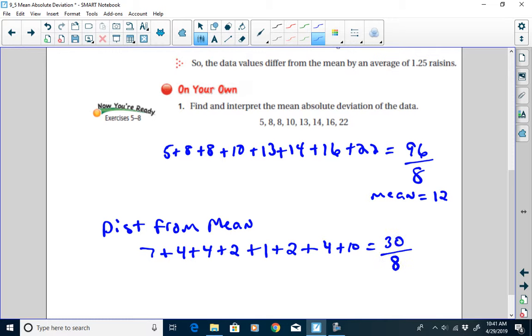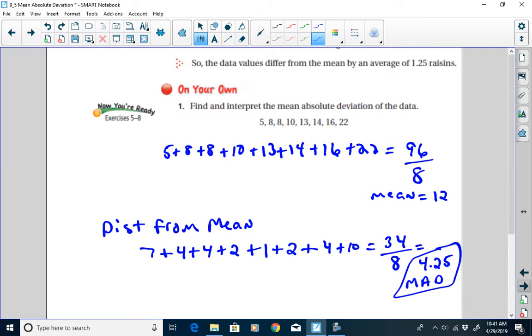We have to divide that, or I'm sorry, we get a sum of 34. Sum is 34. And we're going to have to divide that sum by 8. And when we divide that by 8, we get a mean absolute deviation of 4.25. That is our mean absolute deviation, and we identify that using the initials MAD.